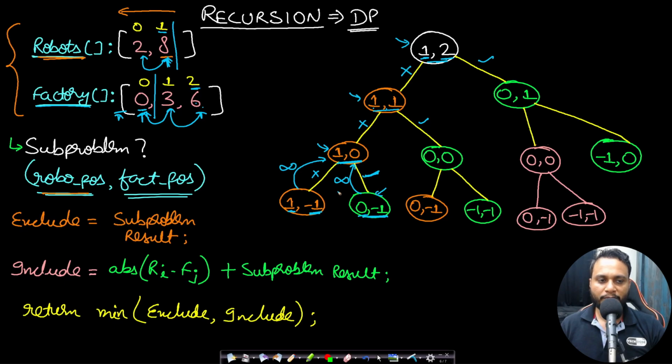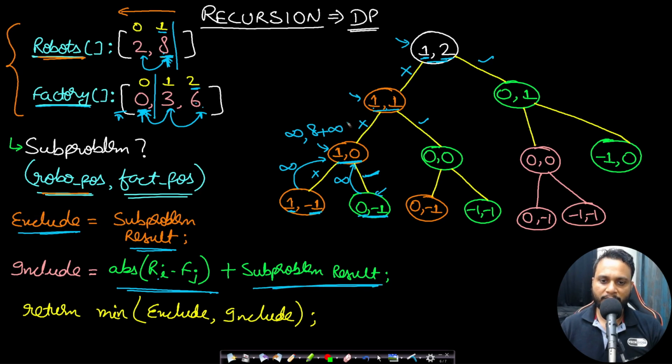Since I tried both the possibility of including or not including, therefore excluding, whatever was my subproblem result will come on one side. And if you had done this robot 1 assignment to factory number 0, then what would be the movement that you have to do? That will be the absolute value of Ri minus Fj. That means the position of the robot minus the factory position, which will be 8 minus 0, absolute value will be 8, plus whatever you get from the subproblem, that has to be added. So this will be infinity. And since we want to minimize the distance traveled, I will be using the min function. So this min of infinity comma 8 plus infinity will be equal to infinity. So this will be returning an infinite value.